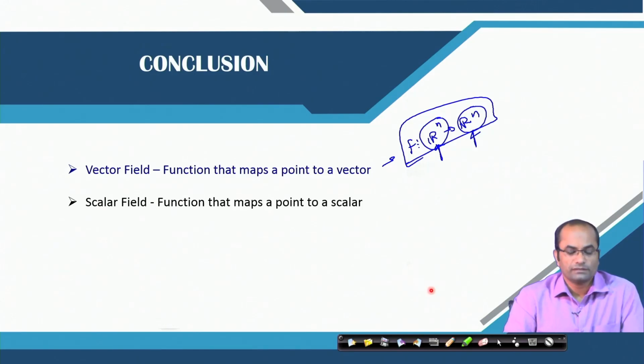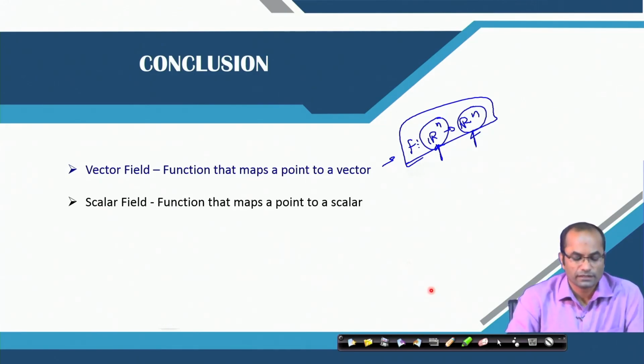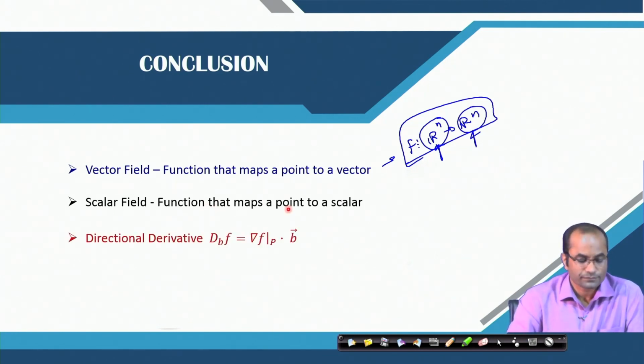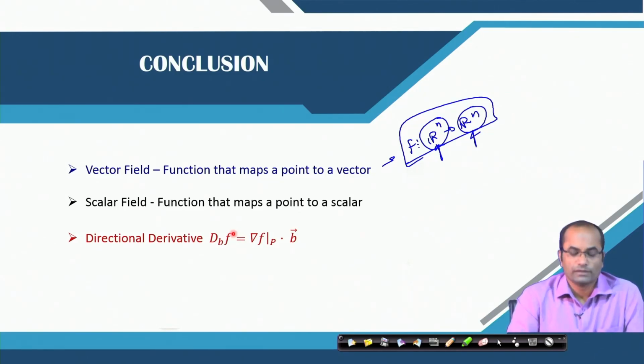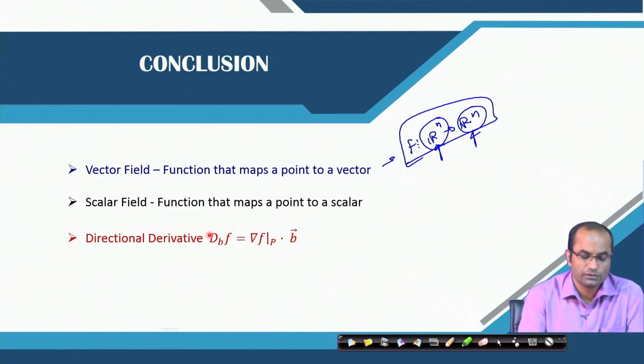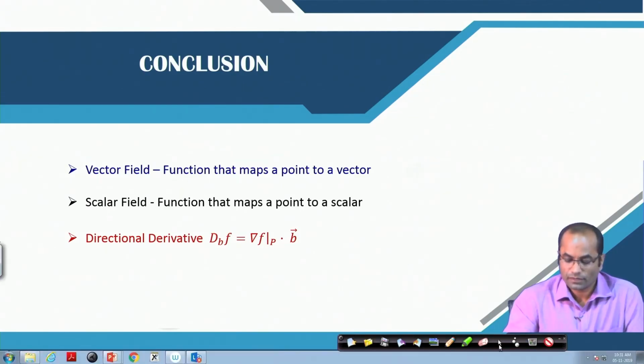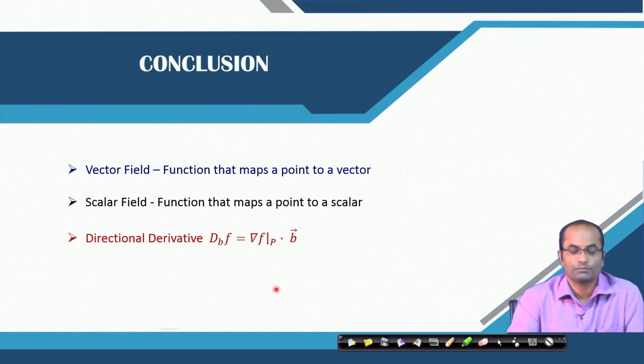And the scalar fields are the functions of several variables which we studied in calculus. These are functions that map a point to a scalar. The important concept which we have covered here is the directional derivative, which we can compute just by the gradient of f at a point p, multiplied by the direction, a unit vector, in which we want the rate of change of this function. So, we get this directional derivative of the function, which has several applications in optimization, for instance, and other numerical processes.